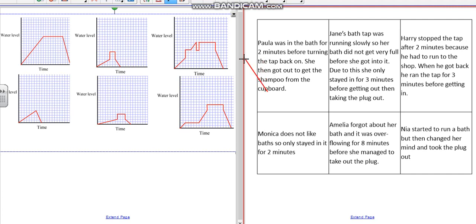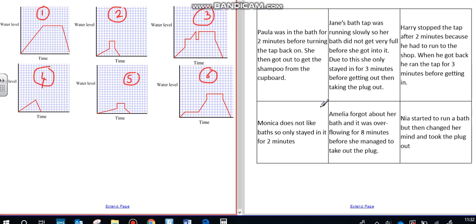Oh, it's not going to go across my screen. Okay, so we will do this as, okay, so I've numbered the graph, so this one we're going to say is graph 3. Okay, so Joan's bath tap was running slowly, so her bath did not get very full before she got into it. Due to this, she only stayed in for 3 minutes before getting out and then taking the plug out.